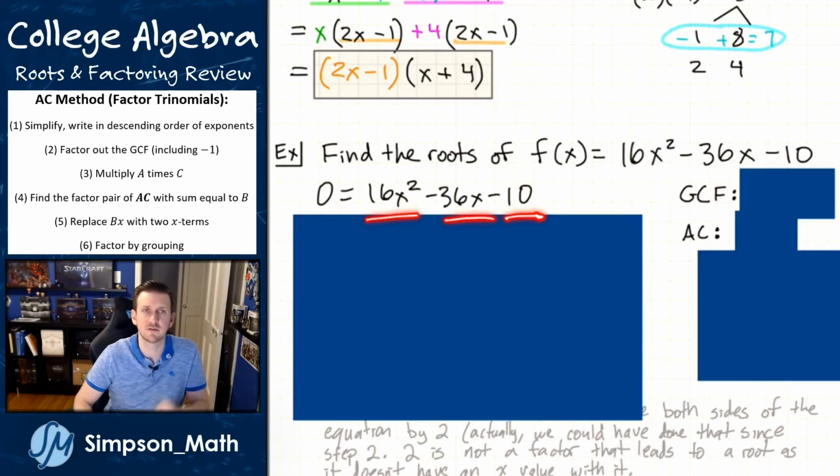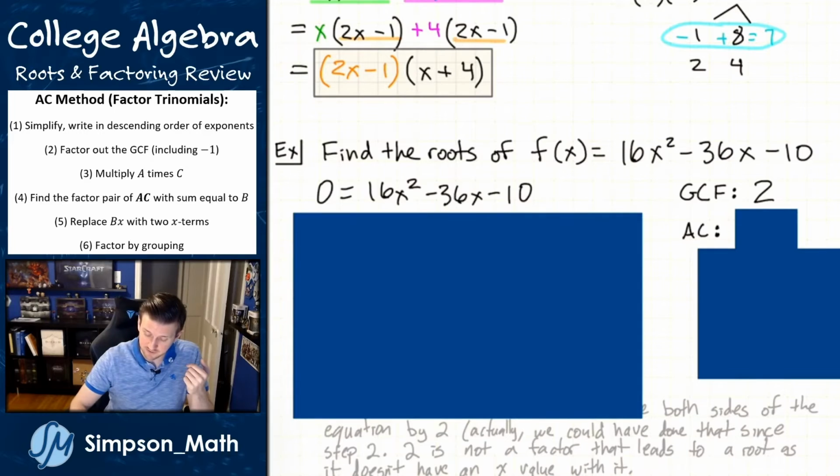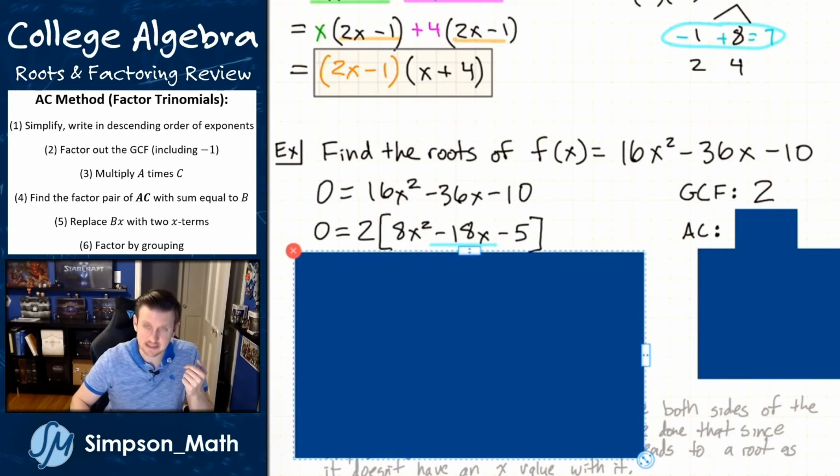They're already in order, so look for GCF. Well, our GCF, I see 16, 36, 10. They're all even, so that's good news. What about 4? 4 goes into 16, 4 goes into 36, 4 does not go into 10, so I'll call it a day at that one. And so GCF is 2. So then I have to pull out that GCF of 2. I'm just going to sneak that down there.